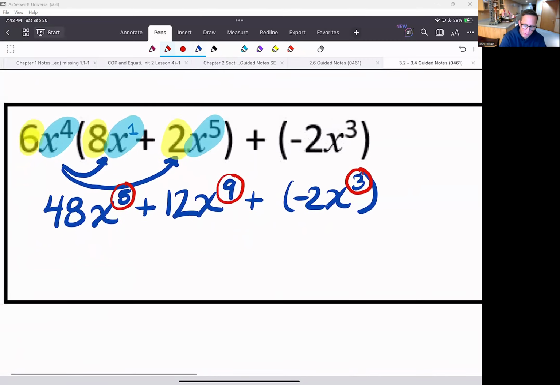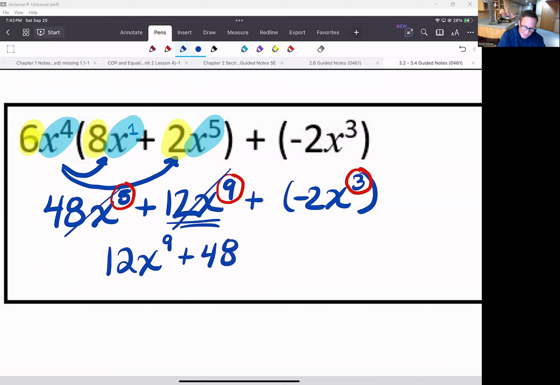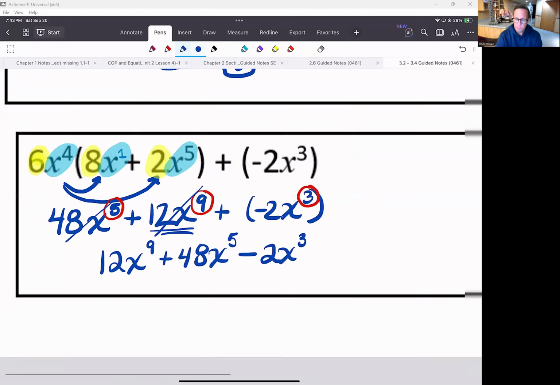And so we might as well just do that. The one that has the highest power is this middle term right here. So I'm going to write that first. 12x to the ninth, okay? And then the next highest is the first term, plus 48x to the fifth. And then the last term, I'm just going to write minus 2x cubed. All right? It's okay if you don't write plus negative, because it's the same thing as minus.